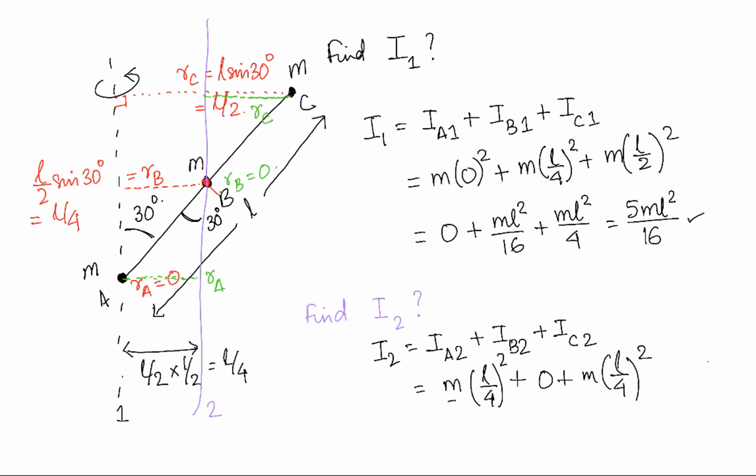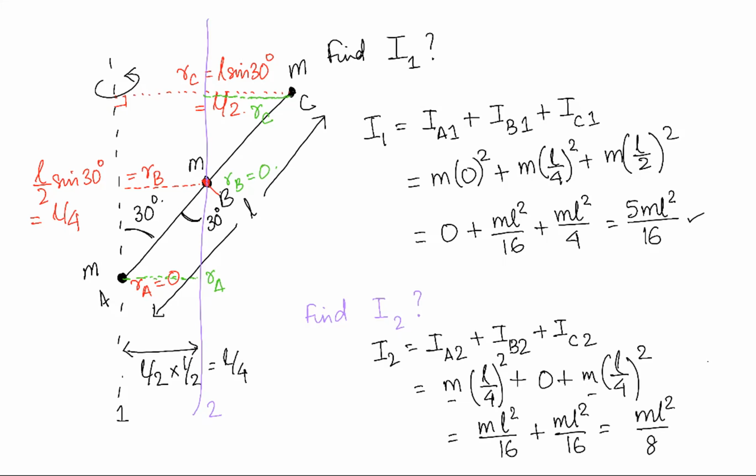Notice that when we are changing the axis, the mass is obviously not changing. How does the mass depend on the axis, right? The mass is not going to change. Distance from the axis will change. That's why the moment of inertia changes. What will we write? ml square divided by 16 plus ml square divided by 16. So the value will be equal to ml square divided by 8.